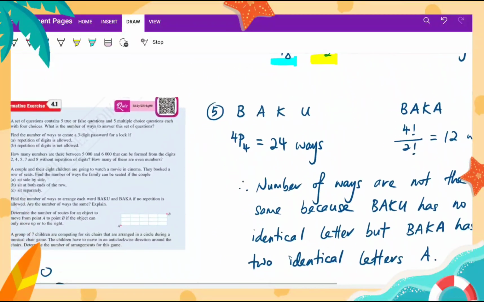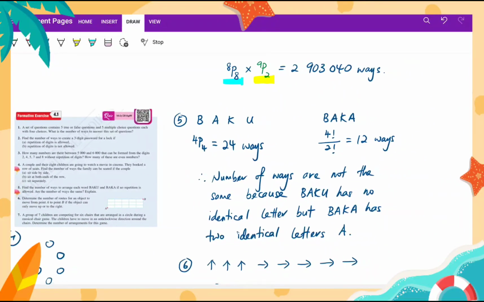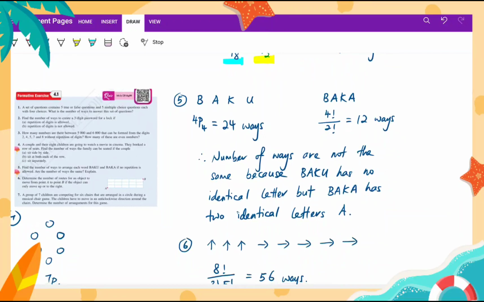Question number 5. Find the number of ways to arrange each word BAKU and BAKA if no repetition is allowed. Are the number of ways the same? Explain. So BAKU, there are 4 different letters. So we permutate all the 4. So 4P4, we have 24 ways.